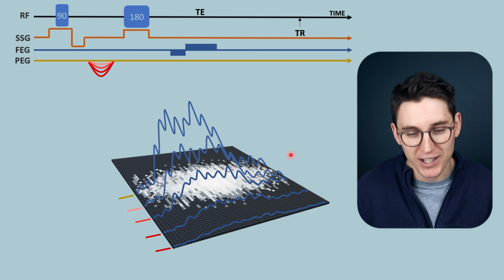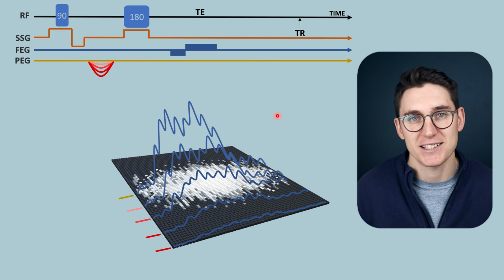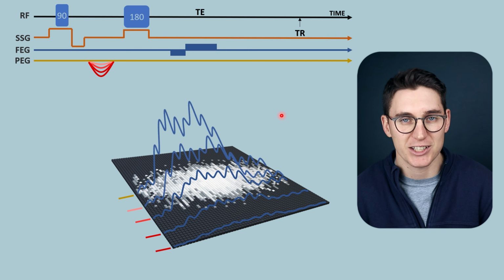Now what is giving us signal within our image? It's the net magnetization vector, the amount of transverse magnetization that we have.